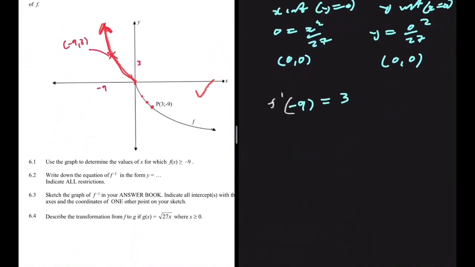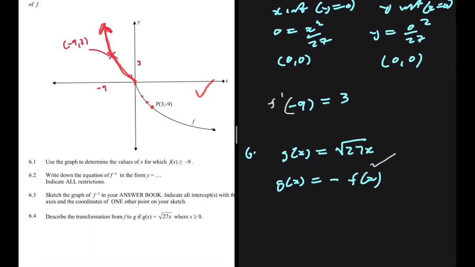Determine the transformation from f to g if g of x is equals to the square root of 27x. What is different between g of x and f of x? The only difference we have is that we no longer have the minus sign here. So what does that tell us? Well, it means that g of x is equals to minus f of x, because when you substitute f of x here, minus and minus are going to cancel out, and this is what we call a reflection about the x-axis.